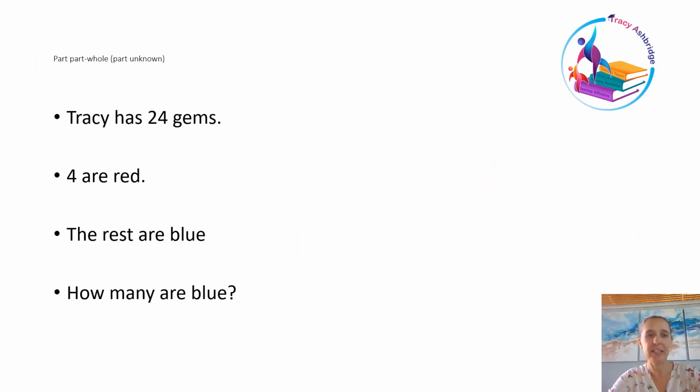In this one, part whole again, but the parts are unknown. So I've got 24 gems, 4 are red and the rest are blue. How many are blue? I know I've got 24 altogether, and that's made up of 4 and a number I don't know, which will be 20. But how could you go about solving that? I could do 24 take away 4, and that would give me the answer. I could do 4 plus something equals 24. There is always more than one way to solve the equation.